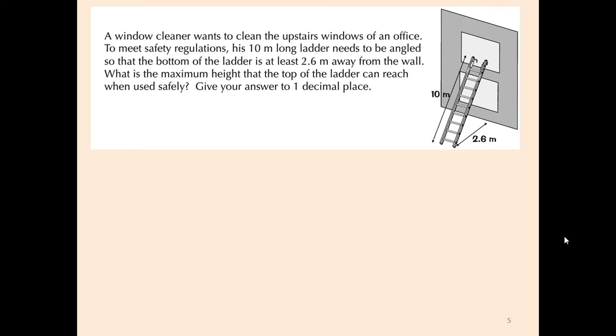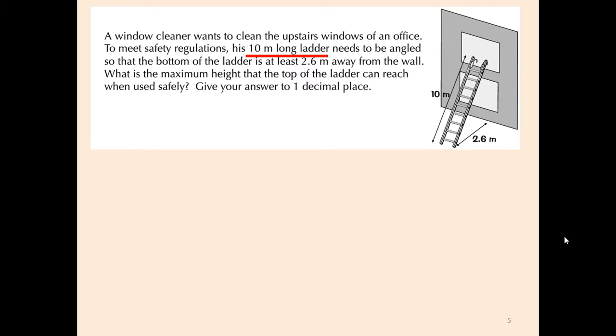All right, let's just quickly go through this. Let's read this question. A window cleaner wants to clean the upstairs windows of an office. To meet safety regulations, his 10-meter long ladder needs to be angled so that the bottom of the ladder is at least 2.6 meters away from the wall. What is the maximum height that the top of the ladder can reach when used safely? Give your answer to 1 decimal place.